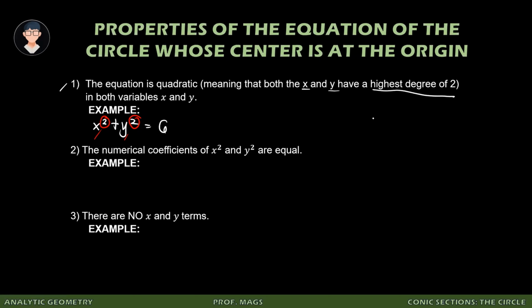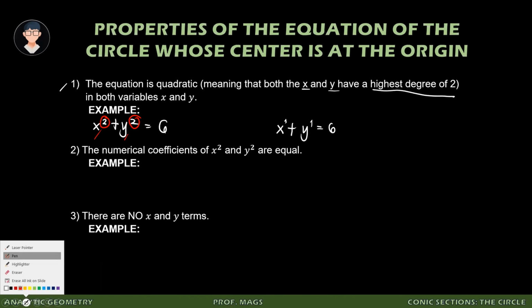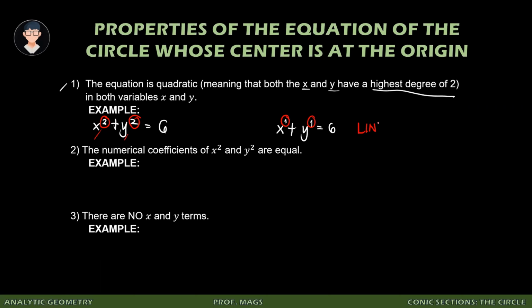Pero pag ang pinag-uusapan naman natin ay lines, let's say x plus y is equal to 6. Diba ang degree nito ay 1? Pag walang nakalagay na exponent, matik that is 1 yung kanyang exponent. So kung 1 ang highest degree niya, that is what you call a line. Yung kanyang graph. This is what you call a linear equation rather. Ito naman ay equation of the circle.